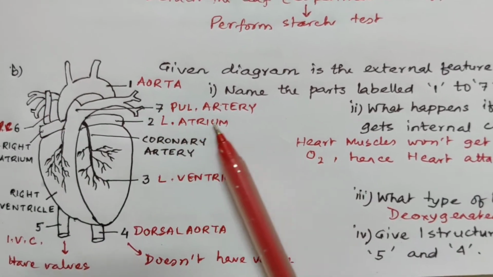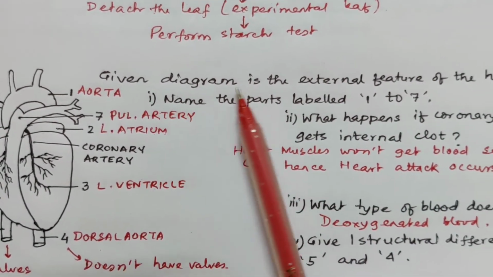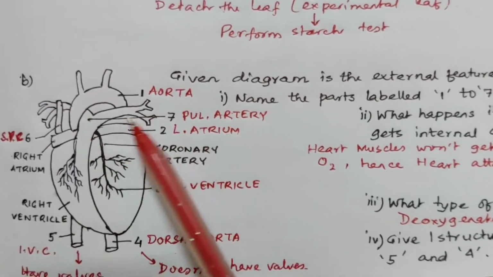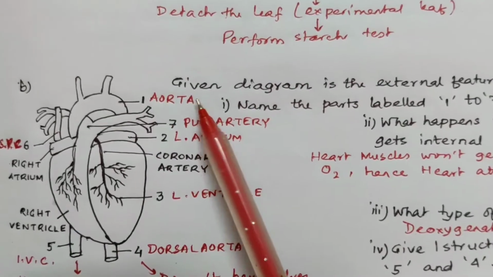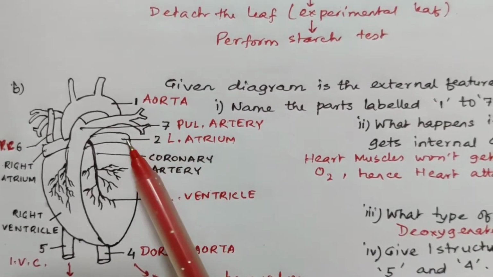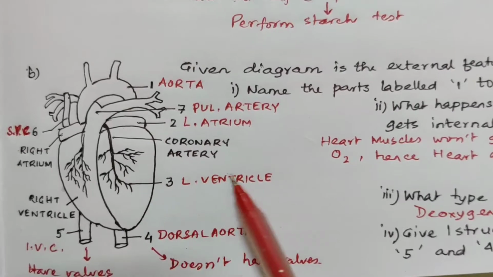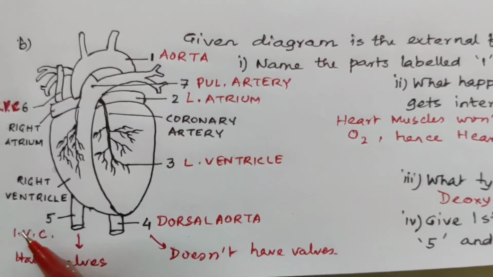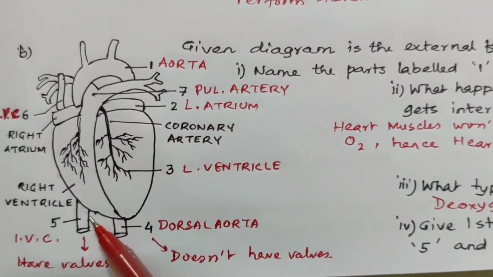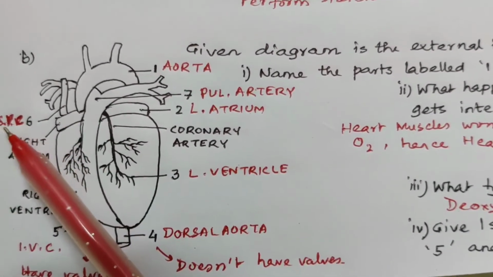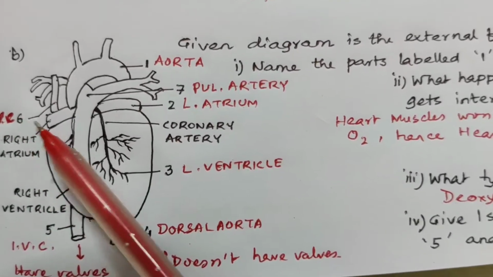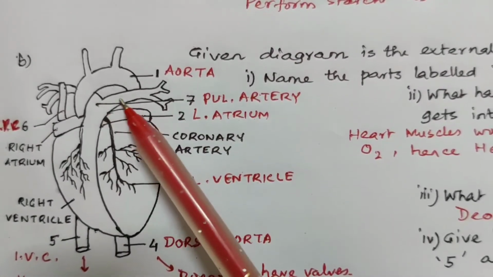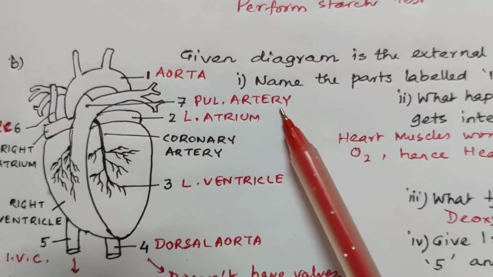Next is the B part. This is the figure of the heart, external features of the heart. Name the parts labeled 1 to 7. 1 is aorta, number 2 is left atrium, number 3 is left ventricle, number 4 is dorsal aorta, number 5 is inferior vena cava, IVC, number 6 is superior vena cava, SVC, number 7 is pulmonary artery. This goes to the lungs.